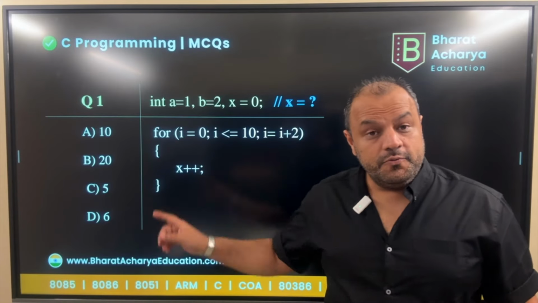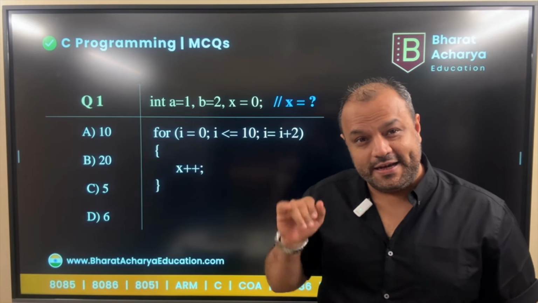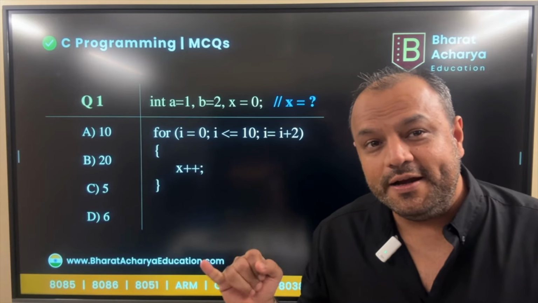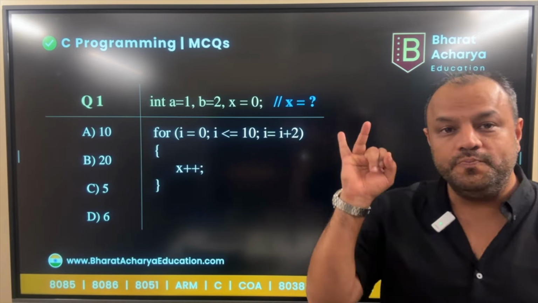First iteration. In the first iteration, I was 0. The iteration will take place, which means x will get incremented. This is the first one. X will get incremented, and your one iteration is over. I will become I plus 2, which means I has become 2.